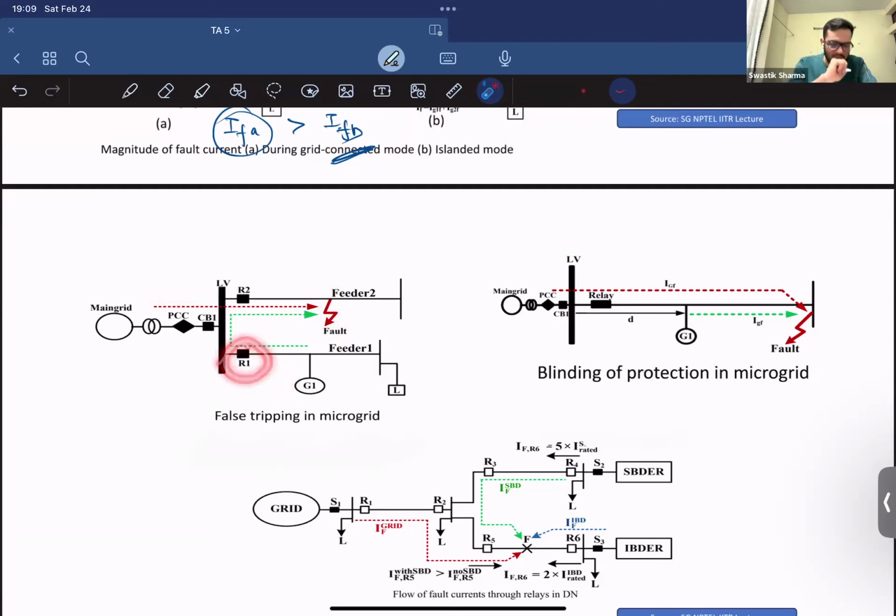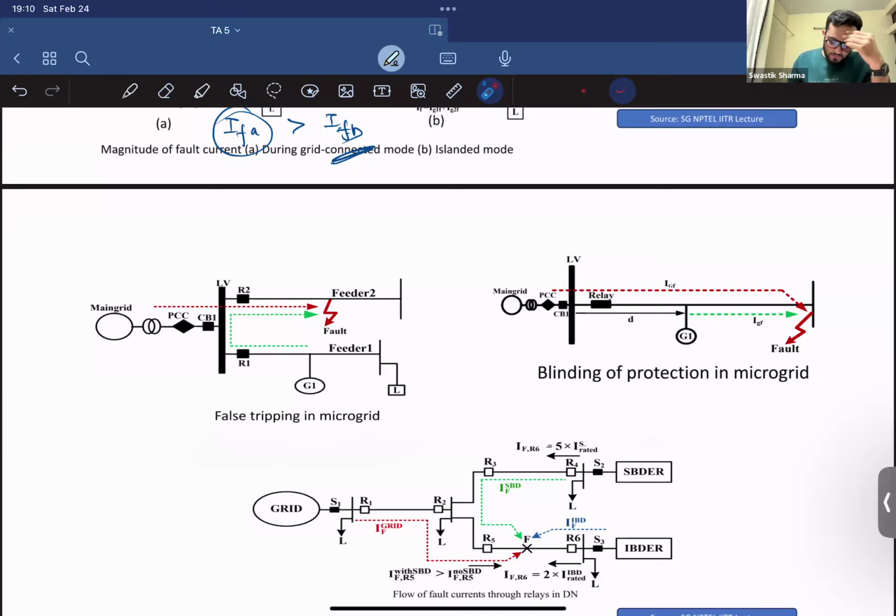Now this relay 1 will sense a faulty current coming to this relay, right? So what will happen? It will trip this feeder 1 as well, and this feeder 2 will also be tripped because of this R2 relay. So false trip has happened. This feeder 1 is a healthy feeder. There was no fault in this feeder, but still the relay tripped. So false tripping is also something that comes due to a protection issue with the microgrid.